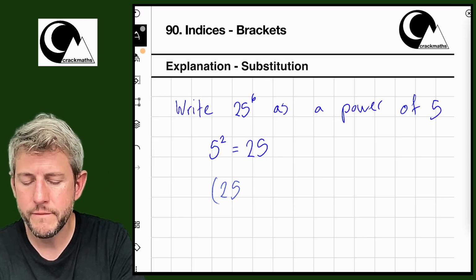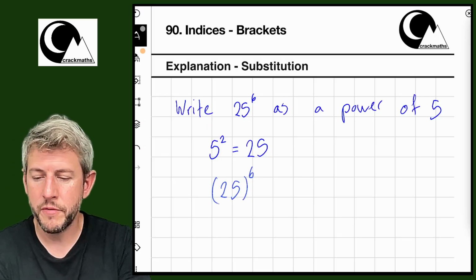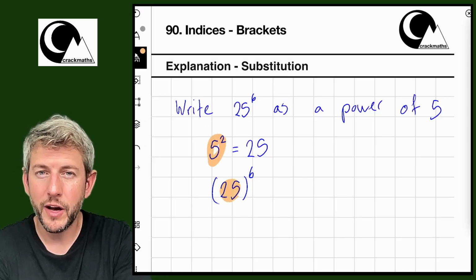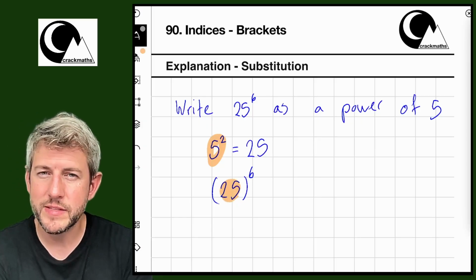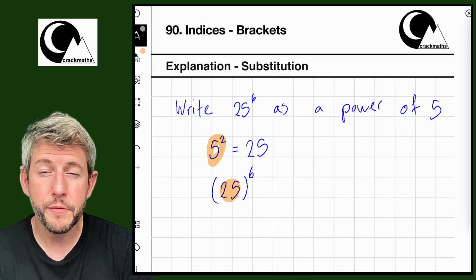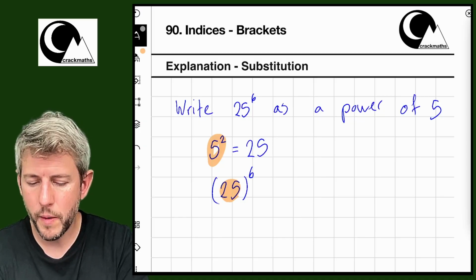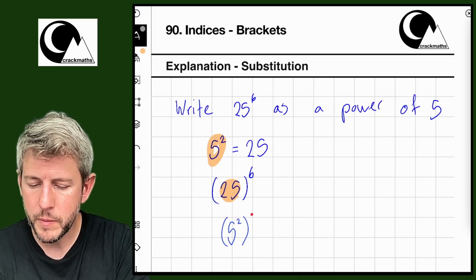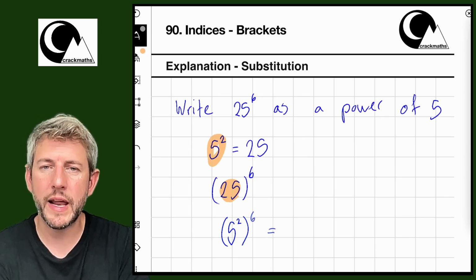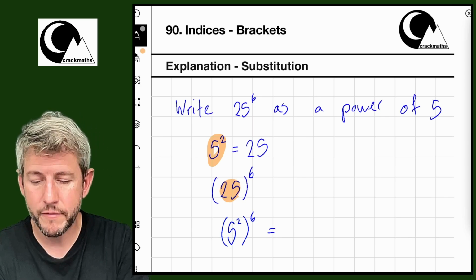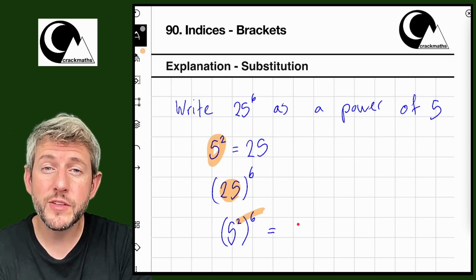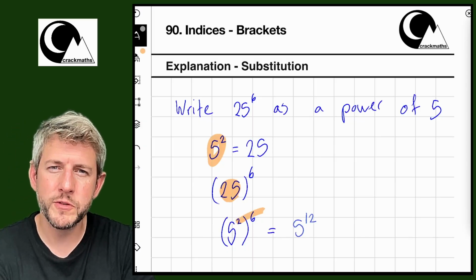So 25 to the power of 6 is what we started with. Now we know that 5 squared and 25 are exactly the same. They're the same number, they've got the same value, they're just written differently. So what I'm going to now do is put 5 squared in here, and I'm going to put 6 here. So we're going to have 5 squared all to the power of 6. Now we can use our multiplication magic, and this is going to become 5 to the power of 12.